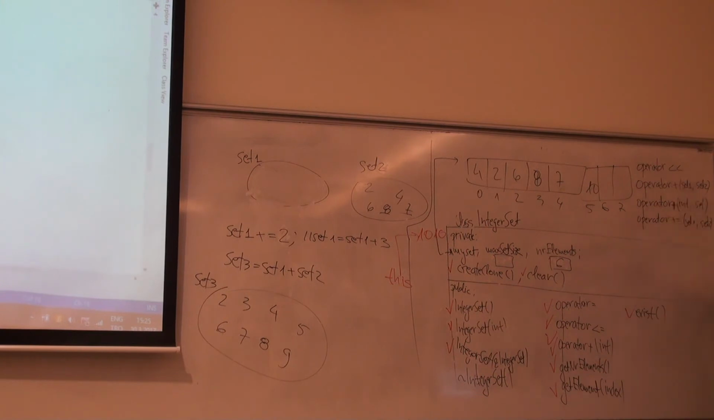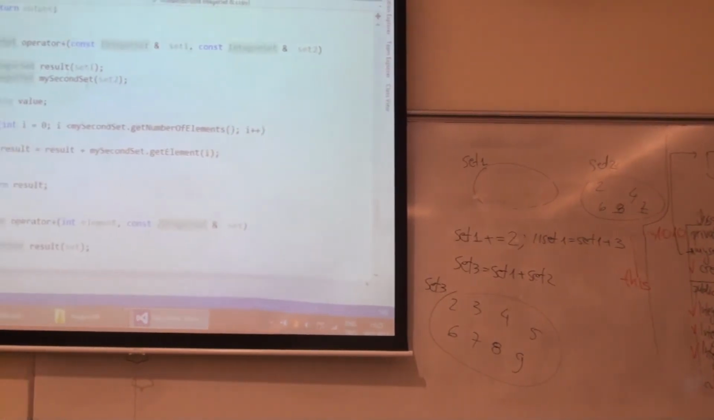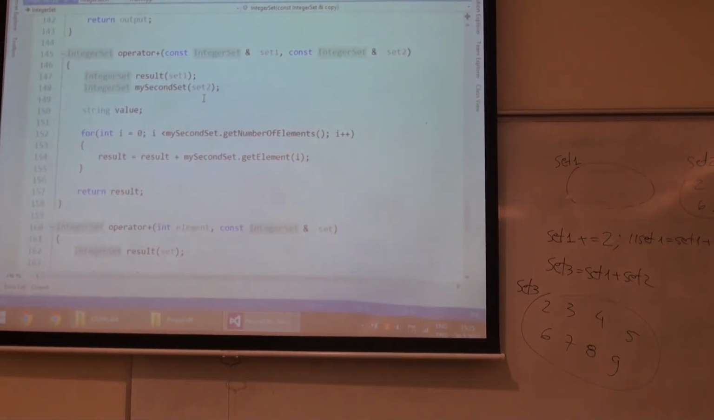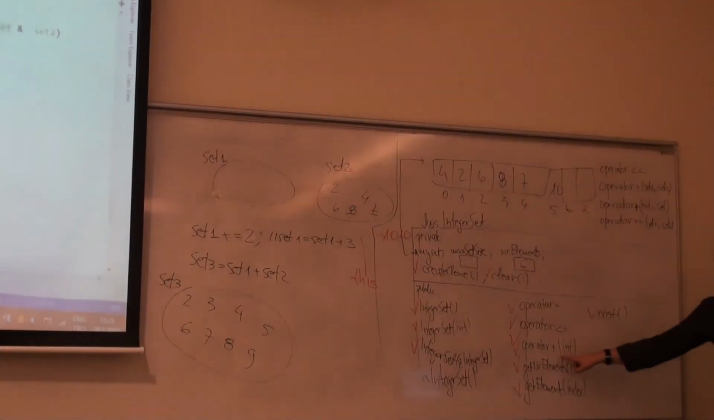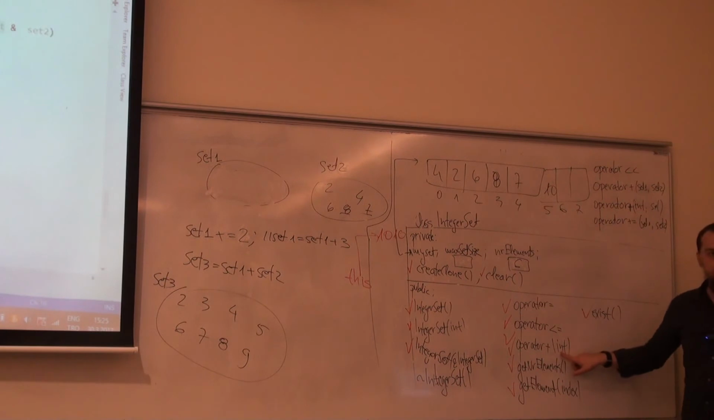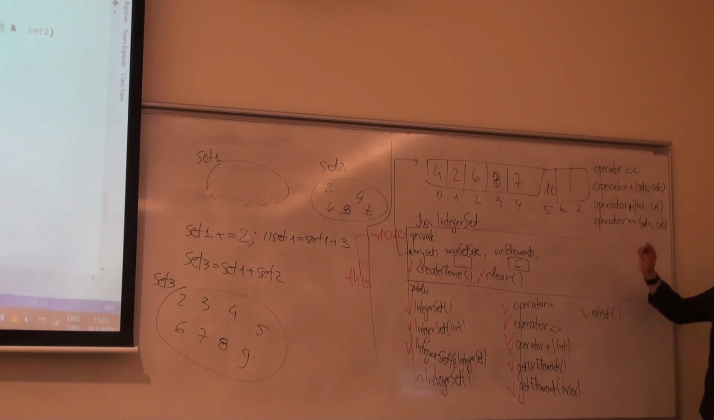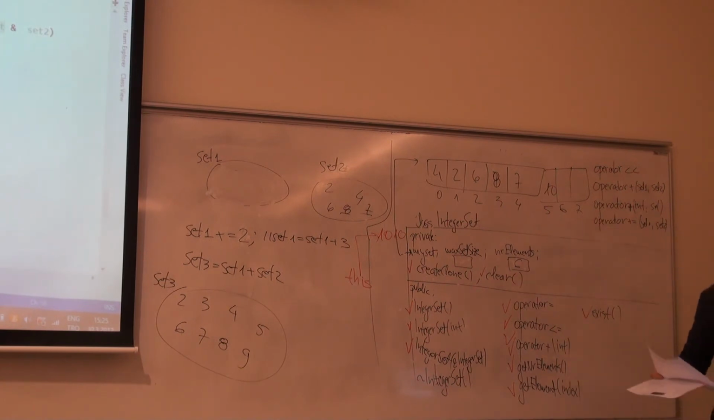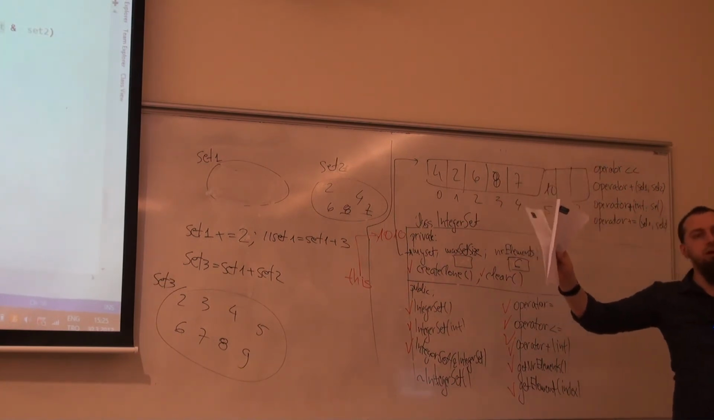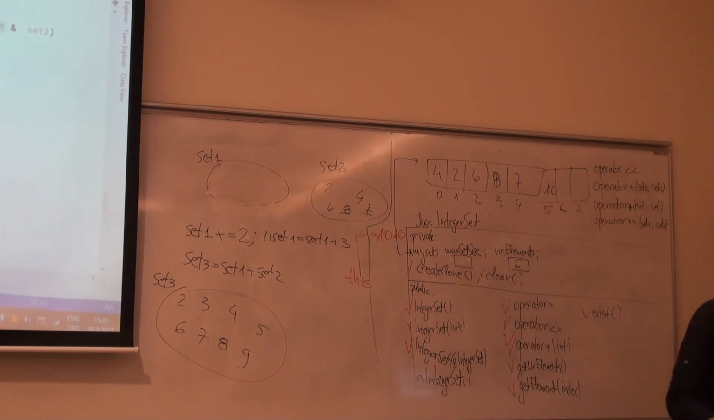Now let's see how we are going to deal with those. First, let's go with operator plus. You might say, I already had operator plus. Yes, we had it. How did it work? I had myself and an integer, so integer set and integer. But this operator plus takes two sets. So I have one set, another set, and I'm creating a third set, which is the union of those two, and I'm returning it. This is how it's working.